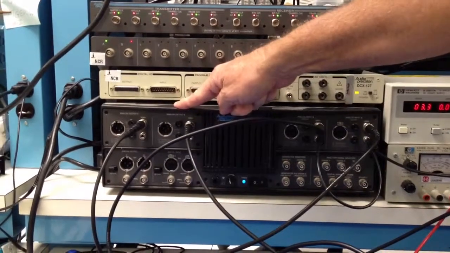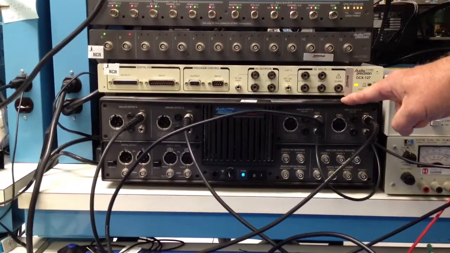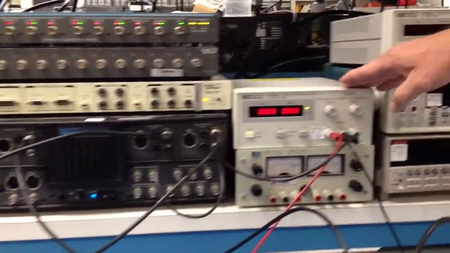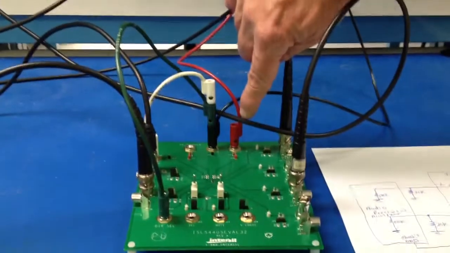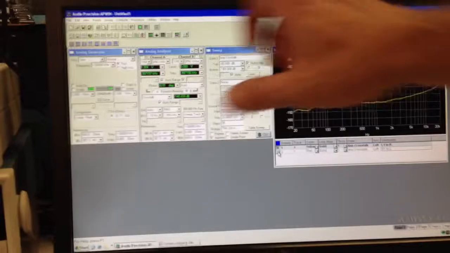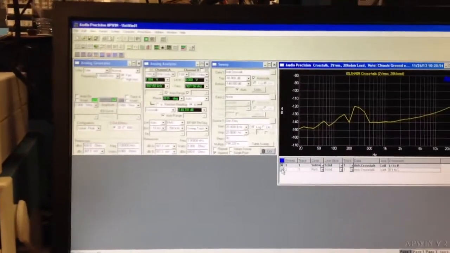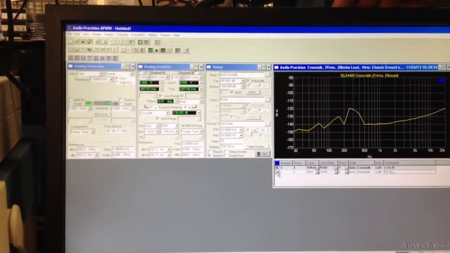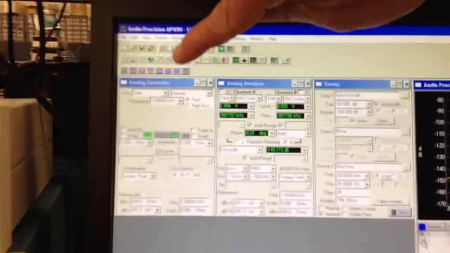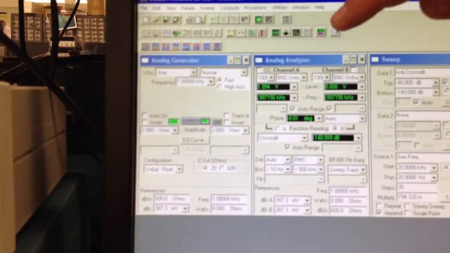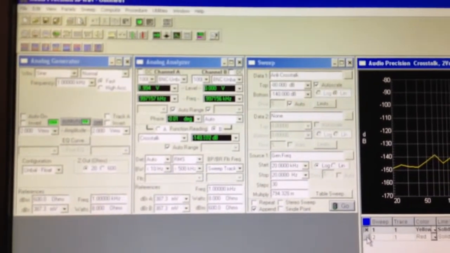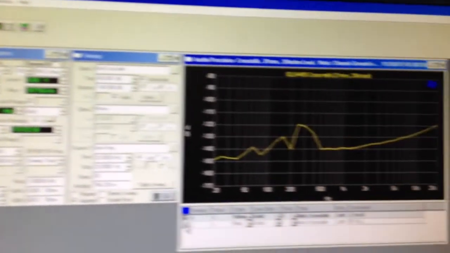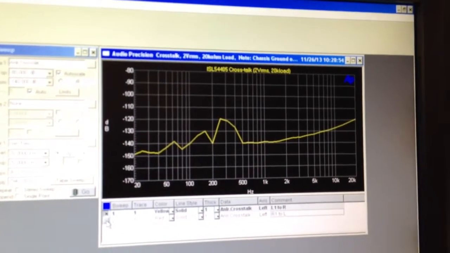You have the signal side of the generator. You have the analyzer side of the generator. We've got a 3.3 volt power supply that's coming down and connected to our 3.3 volt pin. We have our GUI for the audio precision, and we're showing the setup right now that you have to measure crosstalk. So here's the setup for your signal generator, here's the setup for your analyzer, for your sweep, and there's an actual measured sweep of crosstalk over frequency from 20 hertz to 20 kilohertz.